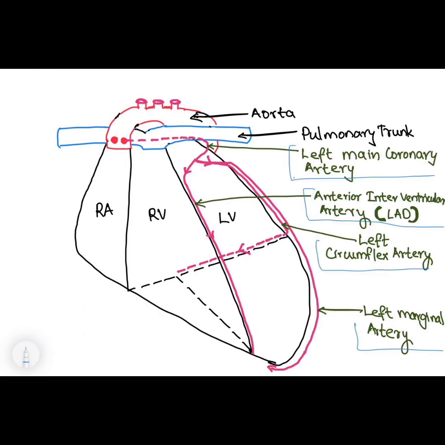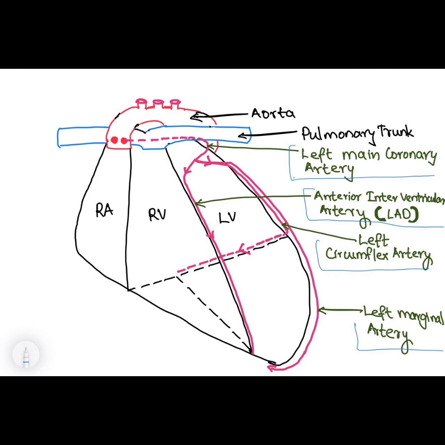The left main coronary artery arises from the left aortic sinus, just above the left cusp of the aortic valve. It is a short vessel, usually 2 to 3 centimeters in length. It runs anteriorly and slightly to the left, passing between the left atrial appendage and the pulmonary trunk. The left main coronary artery bifurcates into two main branches. They are the left anterior descending artery or LAD and left circumflex artery or LCX.